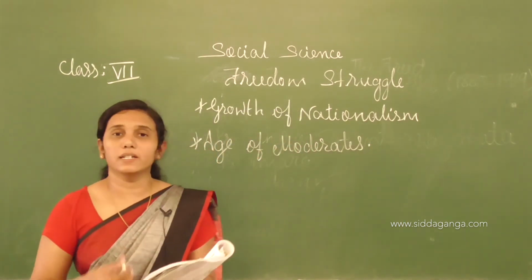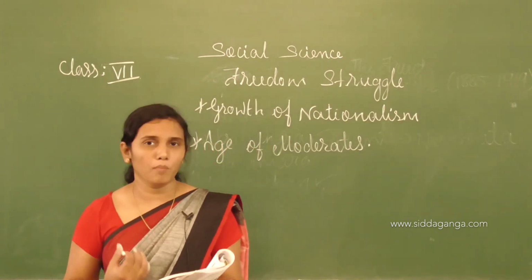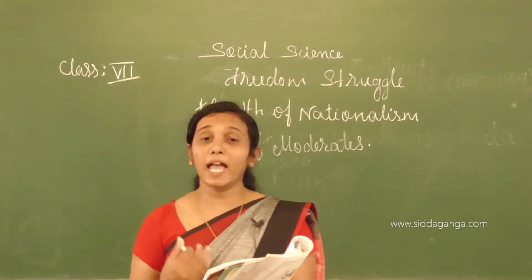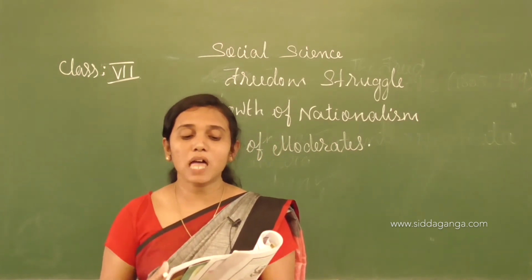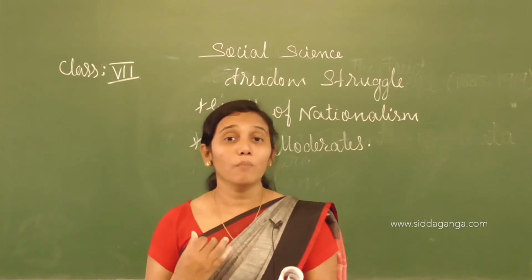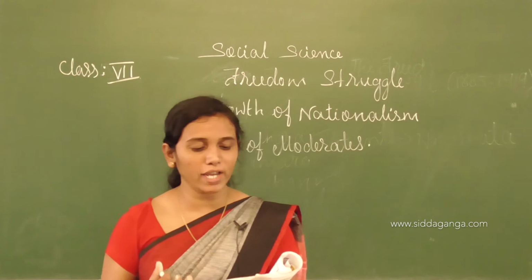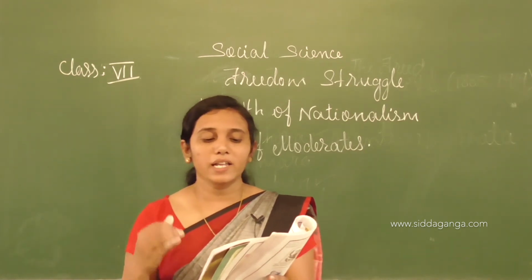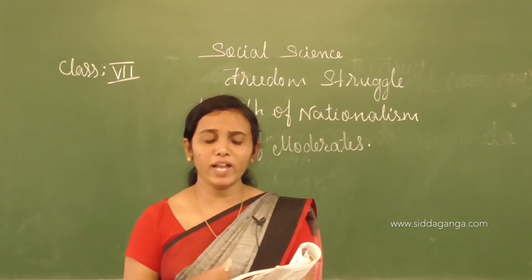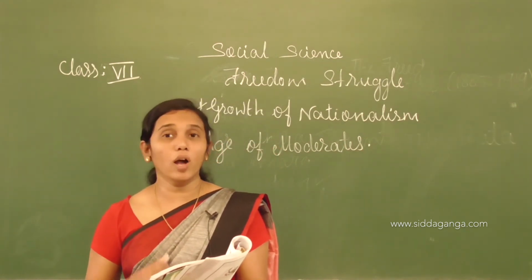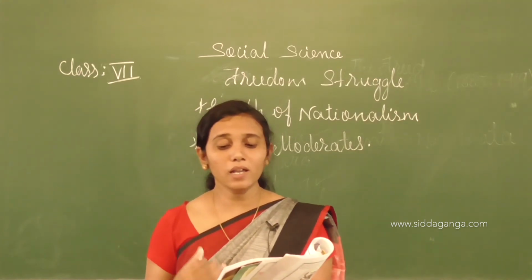The leaders who led the Indian National Congress in the beginning are called moderates. The period between 1885 and 1905 is often considered the age of moderates. They had faith in the constitution and were loyal to the British rule.